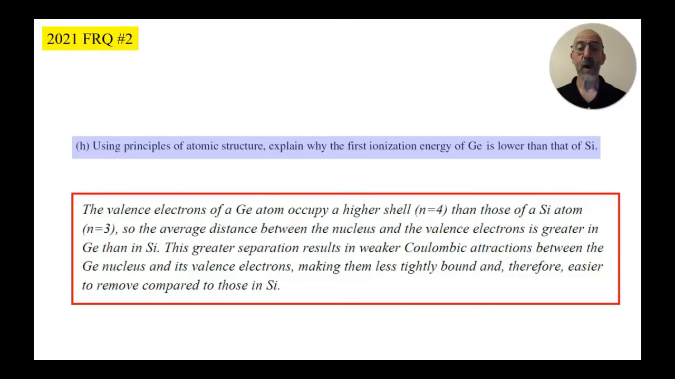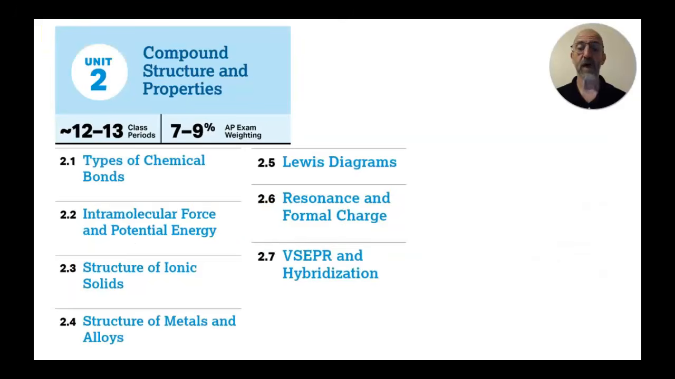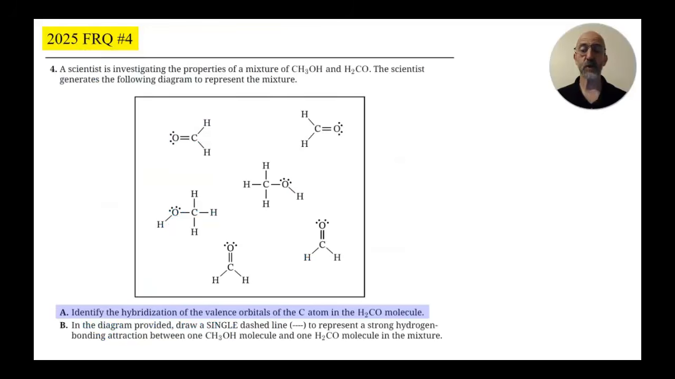Now, for our next free response question, we will move from Unit 1 to Unit 2. So here is our next free response question. In this question, which is from the 2025 AP Chemistry exam, it says identify the hybridization of the valence orbitals of the carbon atom in the H2CO molecule. Our only options for hybridization are sp, 2 electron domains, sp2, 3 electron domains, or sp3, 4 electron domains.